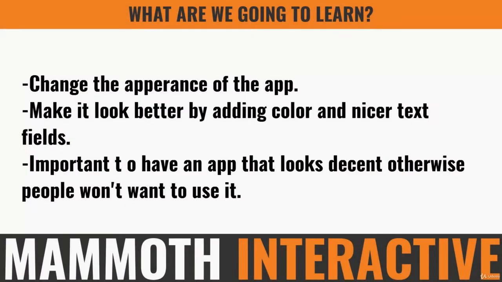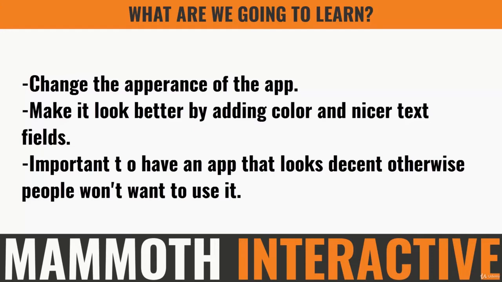In the final part of our tutorial series on the compound interest calculator, we're going to change the appearance of our app. We're going to make it look better by adding color and nicer text fields. Right now we just have it all in gray and kind of boring looking, so it's important that we make it look good. And yes, it's important to make it look good, otherwise people won't want to use it.